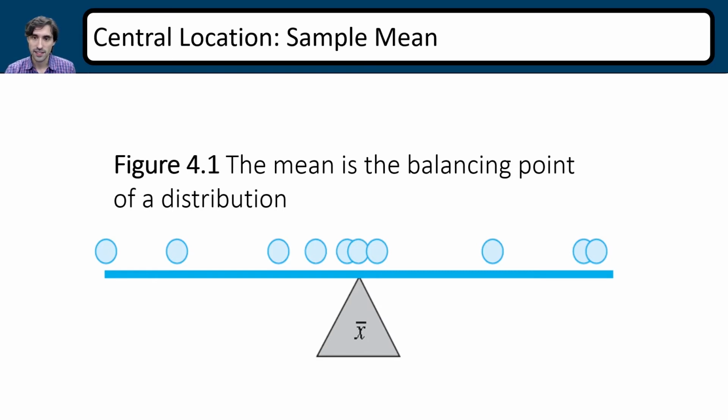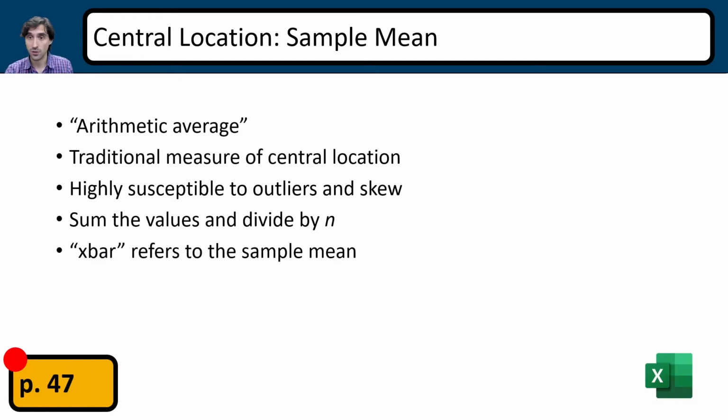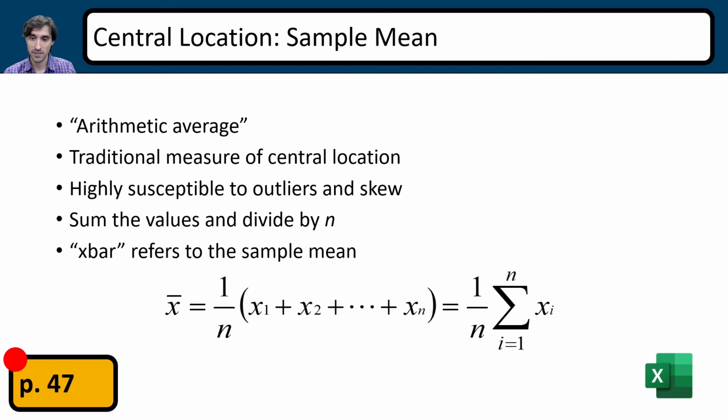With the central location, it's basically finding the balancing point. If you were to put all of these data points onto a balancing board, you need to find where the mean is, and that is the central point at which you can make everything balanced on a certain number. You are probably familiar with how to find that, and the mean is also called the average. This is very traditional in most things. It's highly susceptible, though, to outliers and skewness. Basically, you add all the numbers and divide by the n. That is also called the x bar.